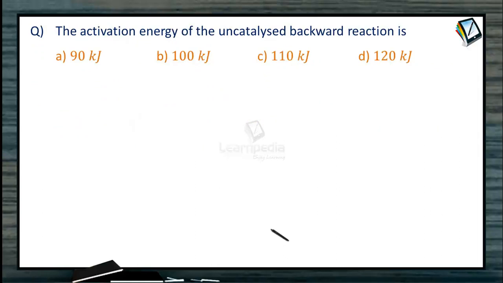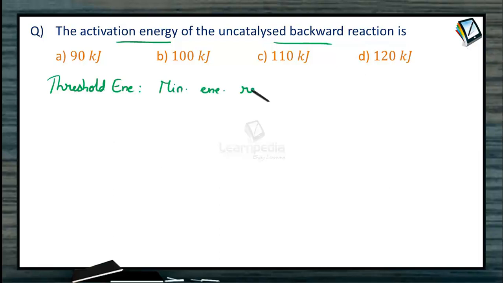Here is the first one. We need to find out the activation energy of the uncatalyzed backward reaction. In order to understand the meaning of activation energy, first we need to recollect the meaning of threshold energy. And what is this threshold energy? It is nothing but the minimum amount of energy required by the reactant molecules in order to form products.